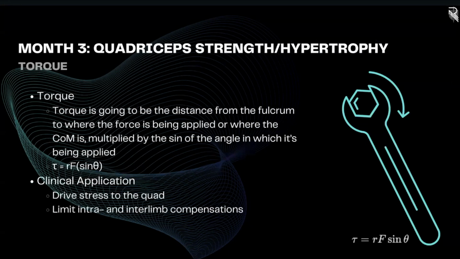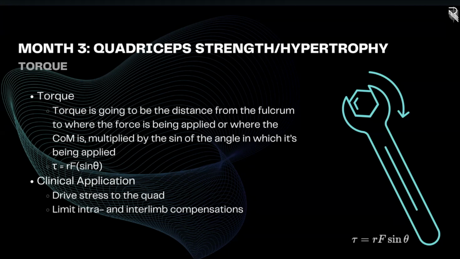Thank you. So yeah, the key biomechanical principle here for month three is going to be torque, which is going to be calculated as the distance from the fulcrum to the point of force application or center of mass, multiplied by the sine of the angle at which the force is being applied. And remember, this is the force being applied to the lever, not necessarily joint angle. So in rehab, this often plays out through a combination of squat-like patterns and knee extension exercises.